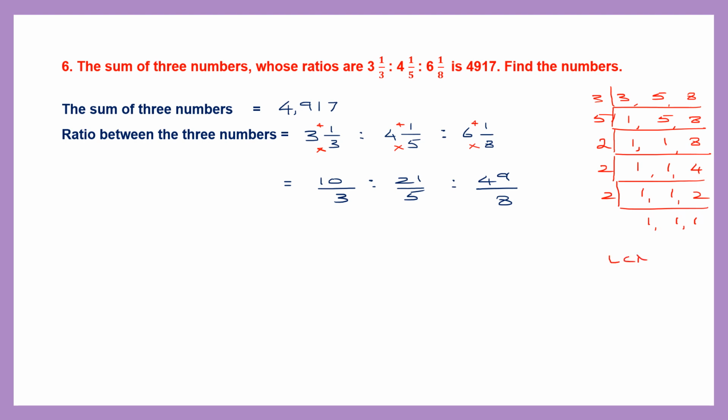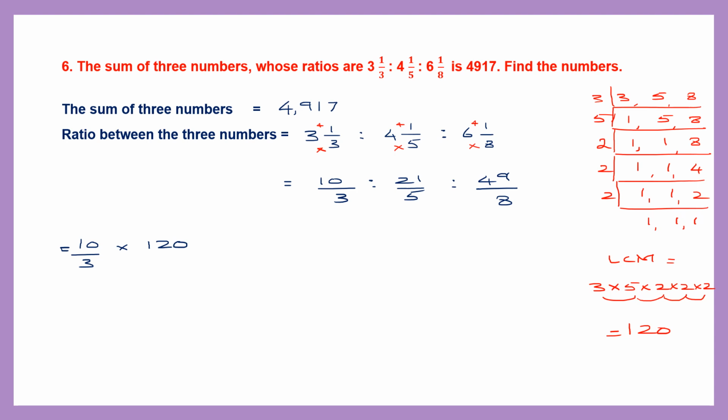So what is our LCM? Our LCM is 3 into 5 into 2 into 2 into 2. 3 fives are 15. 15 twos are 30. 30 twos are 60. 60 twos are 120. So our LCM is 120. We're going to find the ratios with the help of this LCM. So we start with the first fraction, that is 10 by 3. Let's write that down. So that's 10 by 3. We multiply this with the LCM, which is 120.